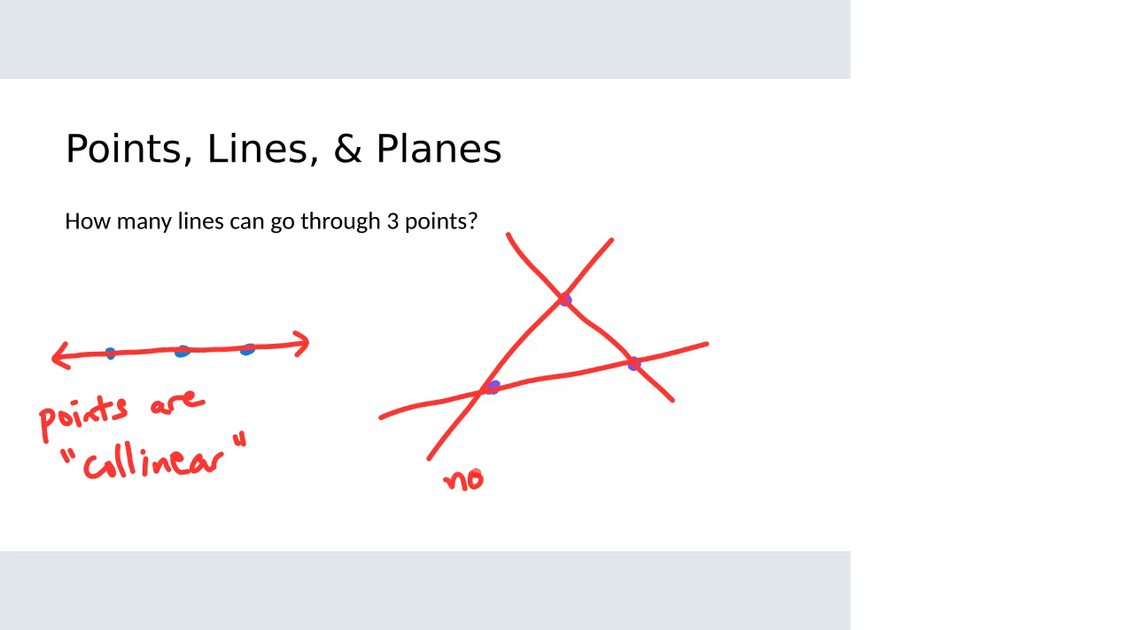We would say that those points then are non-collinear, because there isn't one line that I could draw that would go through all 3 of them. So it depends on how they are arranged, and those are the terms collinear and non-collinear. Collinear means they're on the same line. Non-collinear means I can't draw a line that goes through all 3 of those points. Let me know if you have questions on that before we go forward.